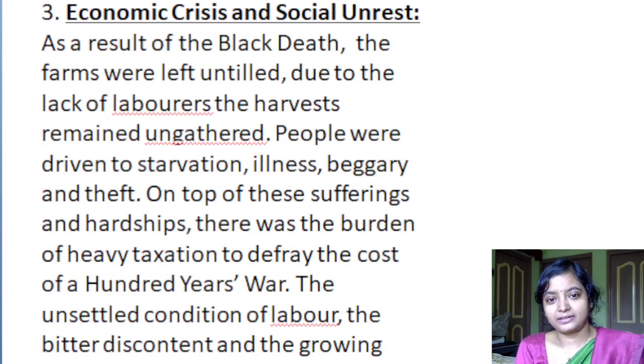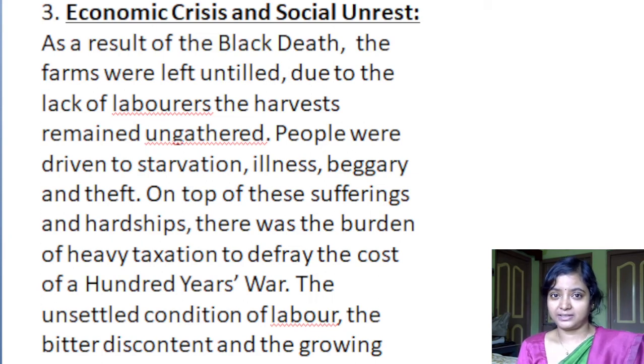As a result of the Black Death, the farms were left untilled. The population was devastated, farmers died, and due to the lack of laborers, the harvests remained ungathered. People were driven to starvation, illness, beggary, and theft. On top of these sufferings and hardships, there was the burden of heavy taxation to defray the cost of the 100 Years' War.